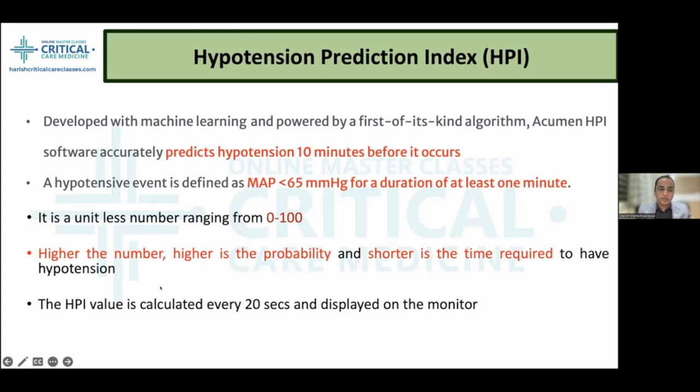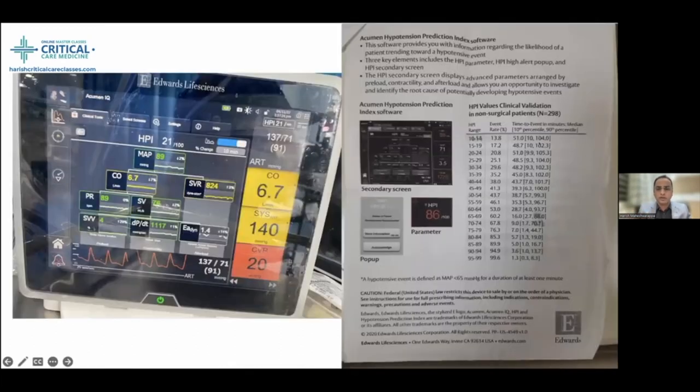The hypotension prediction index value is calculated every 20 seconds by this Acumen IQ monitoring device from Edwards and displayed on the monitor. So for us it looks like a continuous hypotension prediction index, but it calculates at every 20 seconds. Very important: it gives a value between 0 to 100, and the closer to 100, the higher the probability of developing hypotension subsequently, and the duration required for the onset of hypotension is very short. This is one thing we need to understand.